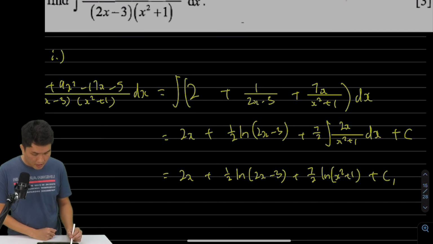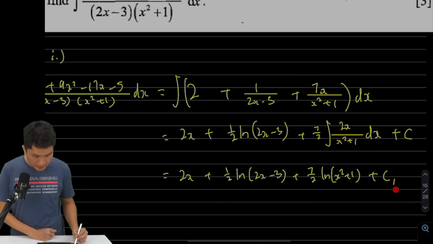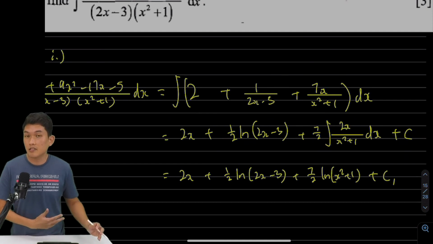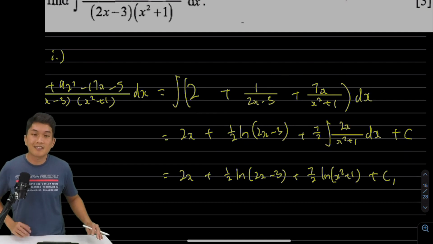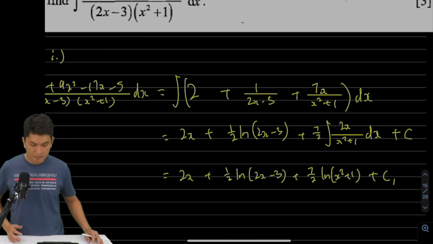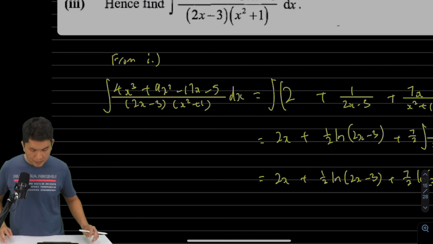Then you can see that we have a plus c here. And next, integrating this will give me 7 over 2 natural log of x squared plus 1. This result is directly from part 2. And I've changed my c to c1 because then it's a new constant. That is the answer for question 6, part 3.